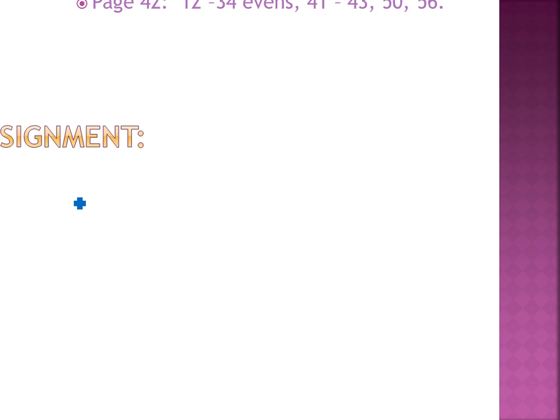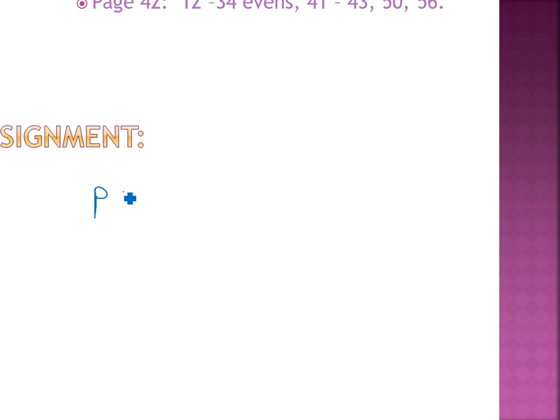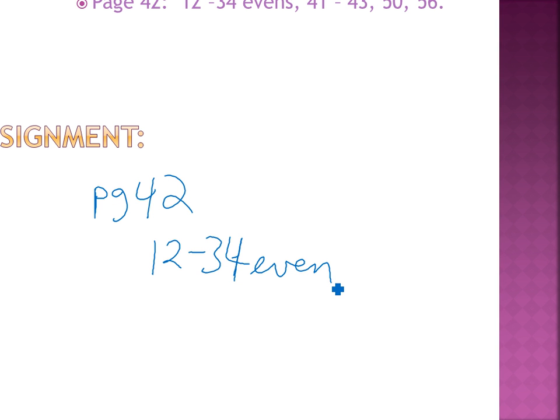Oh, you know what? I forgot to fix this. I got messed up in one of my classes earlier and I forgot to fix it. I'll write it down here for you. Page 42, 12 through 34, the even numbers. 41 to, what is that, 43? And 50 and 56, does that look right? Yeah. I think that's right. Gotta remember to fix that.